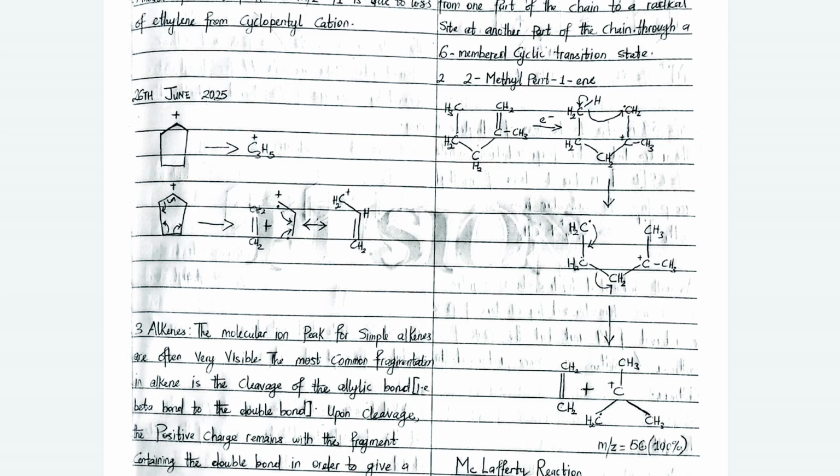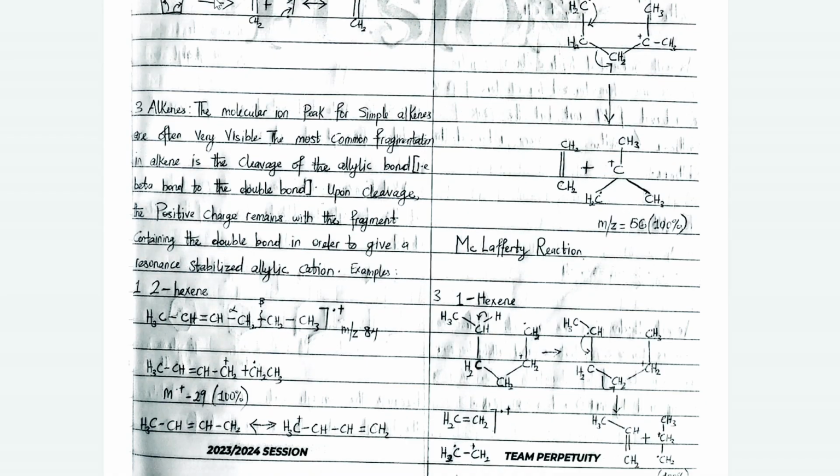Alright, so basically alkanes, the molecular ion peak for simple alkanes are often very visible, right? So the most common fragmentation is the cleavage of the allylic bond. So basically this is an alkane, right? This is the double bond, and we'll call this the alpha carbon, this is the beta carbon. So it occurs at this beta carbon or in between the two. So there's a breakage here, right? And therefore you have this fragment to be a dot, and this fragment to be the carbocation.